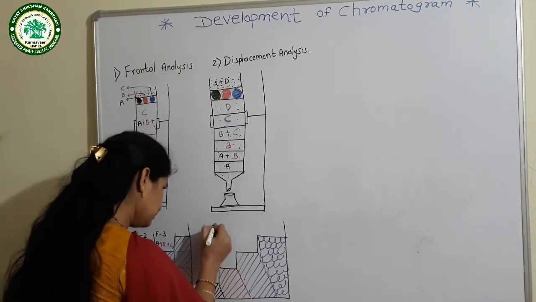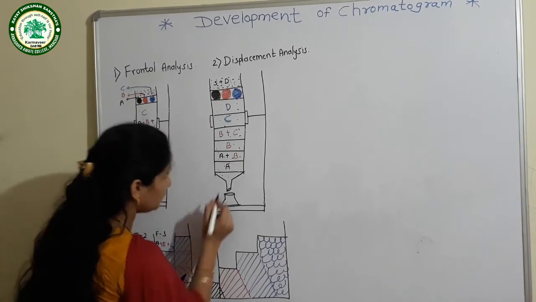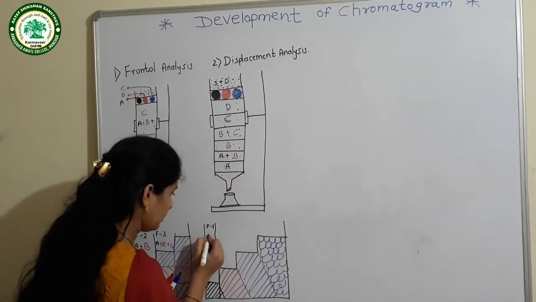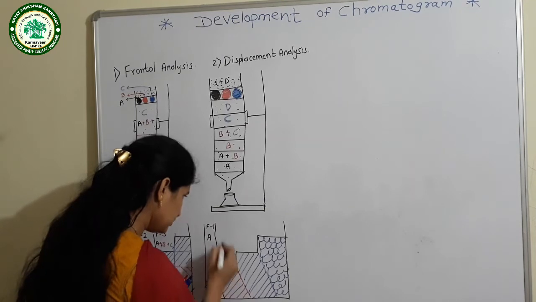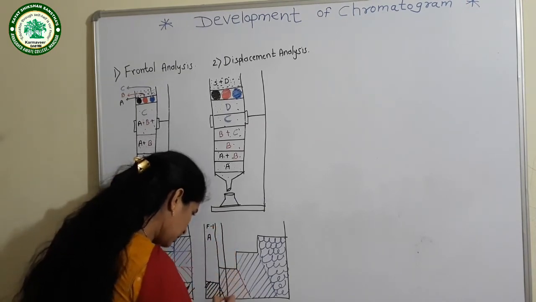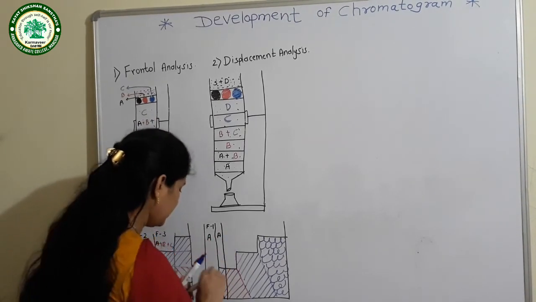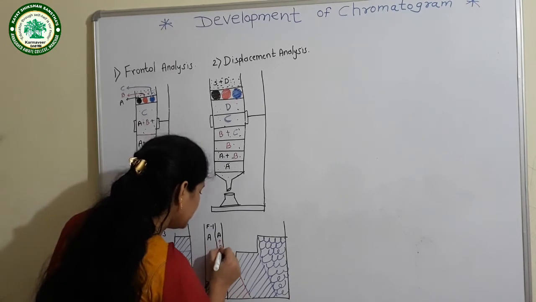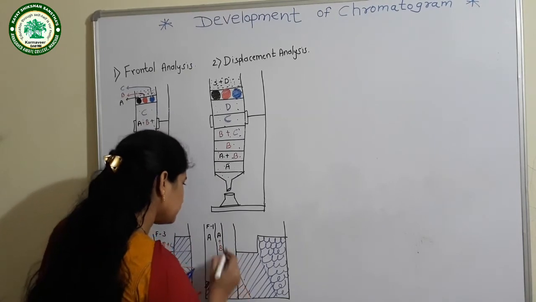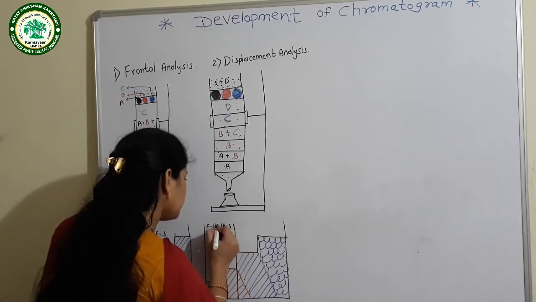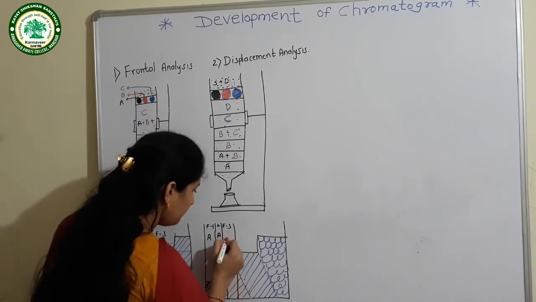When we draw the line, at first we get fraction 1. It is the pure A. We get the component in pure form. Then we will draw the line here. Okay. Here we get a mixture of A plus B. This is fraction second. Now see the third fraction. This is F2. Here we get only the B.